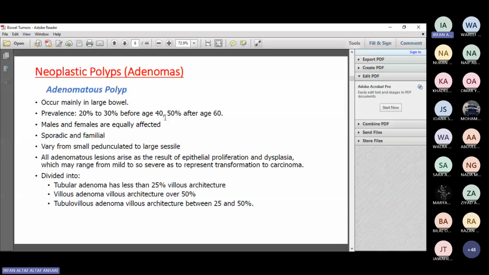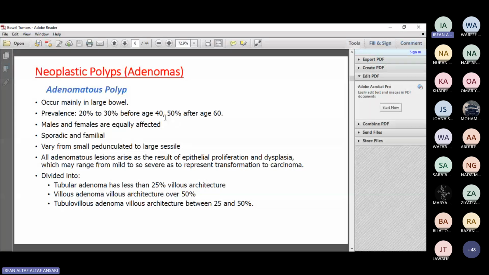This is a neoplastic one, so there is definitely epithelial proliferation and dysplasia, which may range from mild to severe dysplasia, and they can also undergo carcinomatous changes. They can transform into carcinoma. They are divided by their histological features: tubular adenoma, where you see more tubular glands and less villous architecture; villous adenoma, where you see villous architecture in more than 50% of the adenoma; and tubulovillous, which is the combination of both.